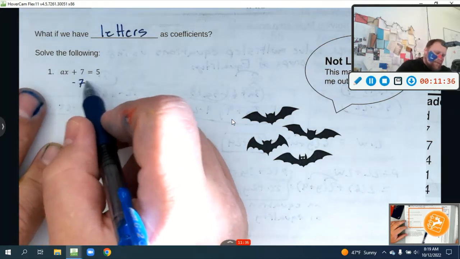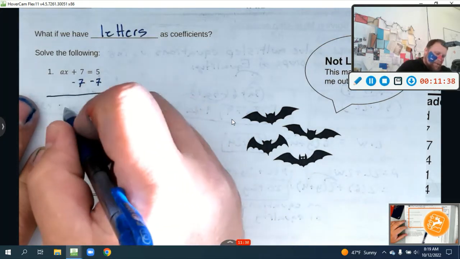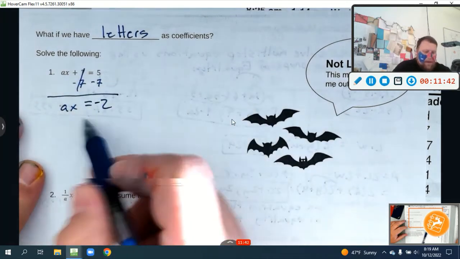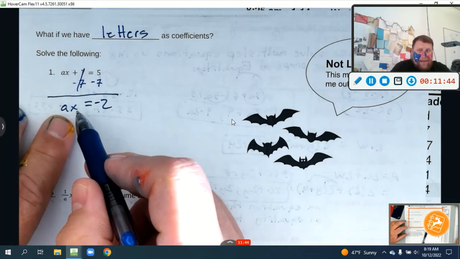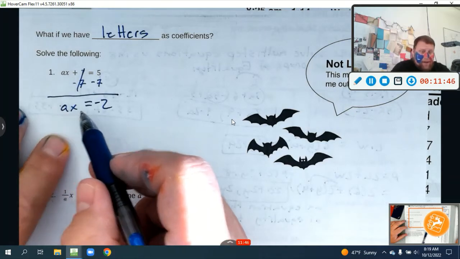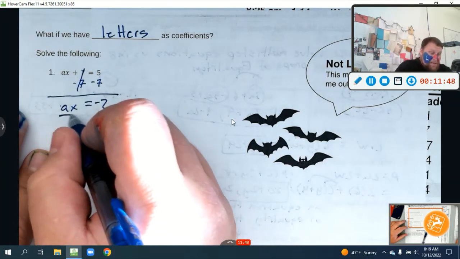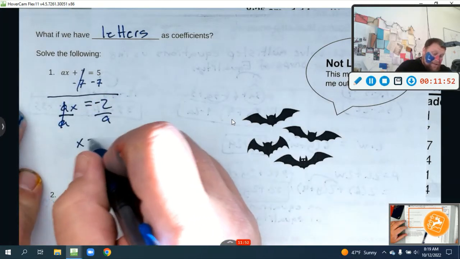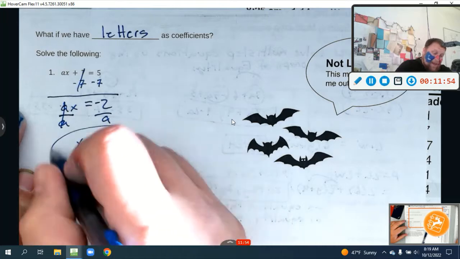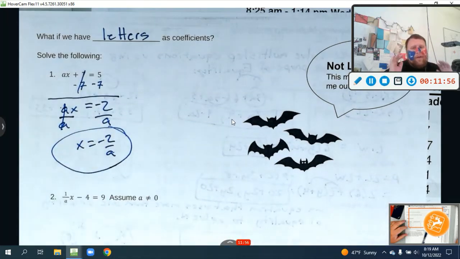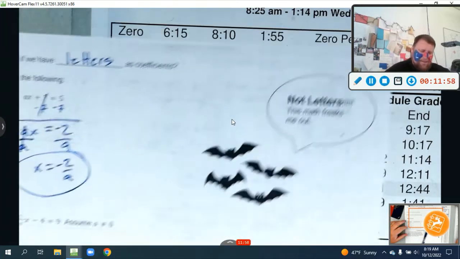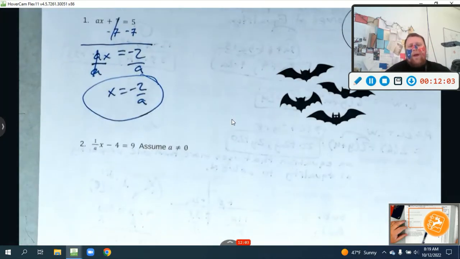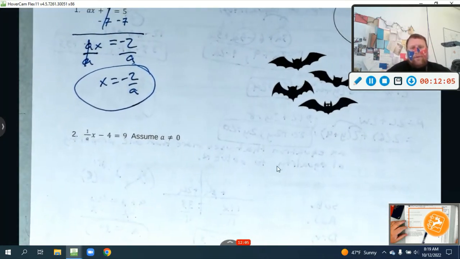We'd subtract 7 from both sides, right? Boom. When I get AX, that's gone, equals -2. I have A times X. How do I get rid of the A and solve for X? Undo times. Divide by A. That goes to 1. I get X equals -2 over A. If you will let yourself get away from the, it's letters! No, letters! This math freaks me out. If you get away from that, then you will realize that you can crush it.